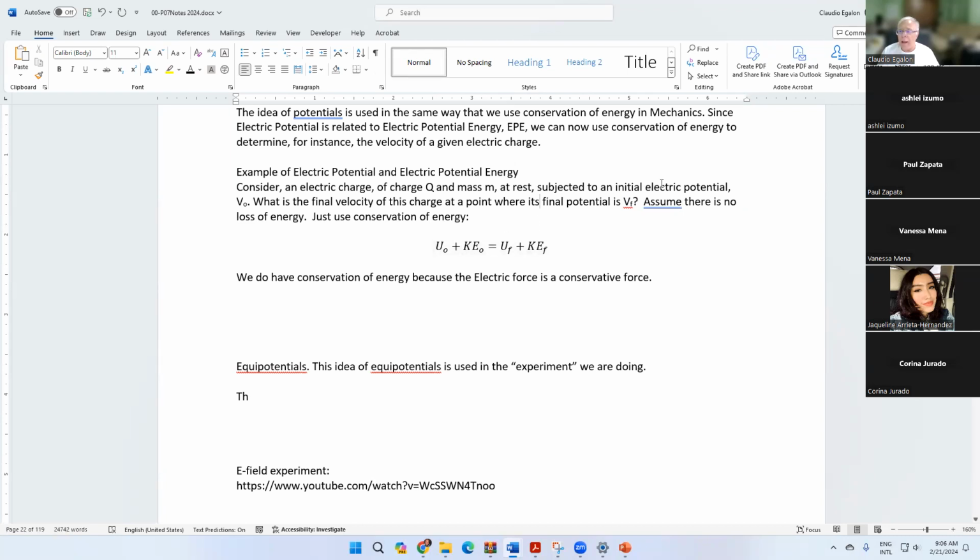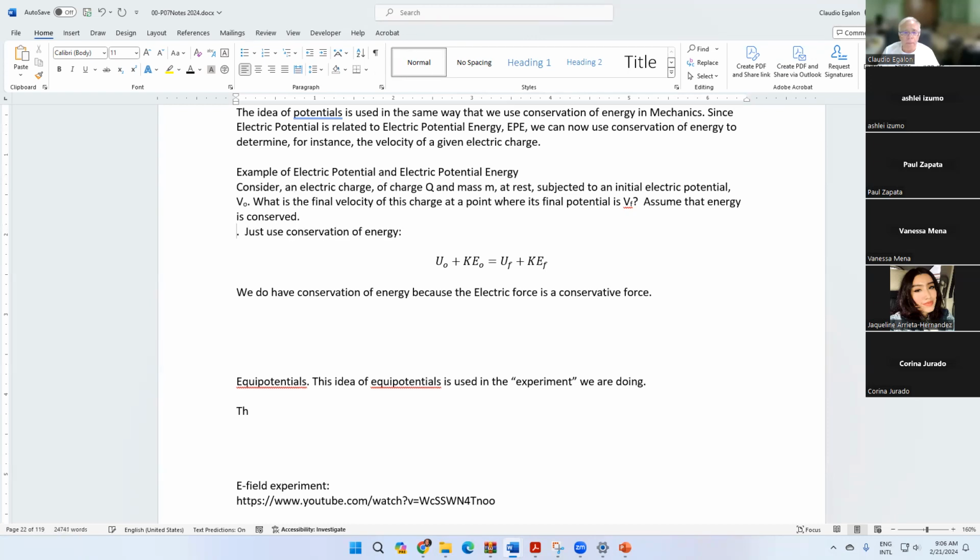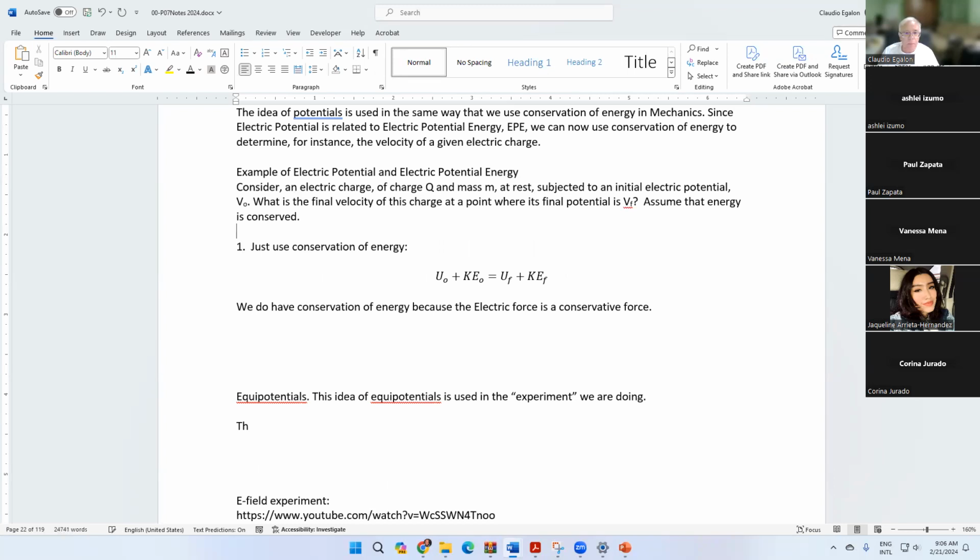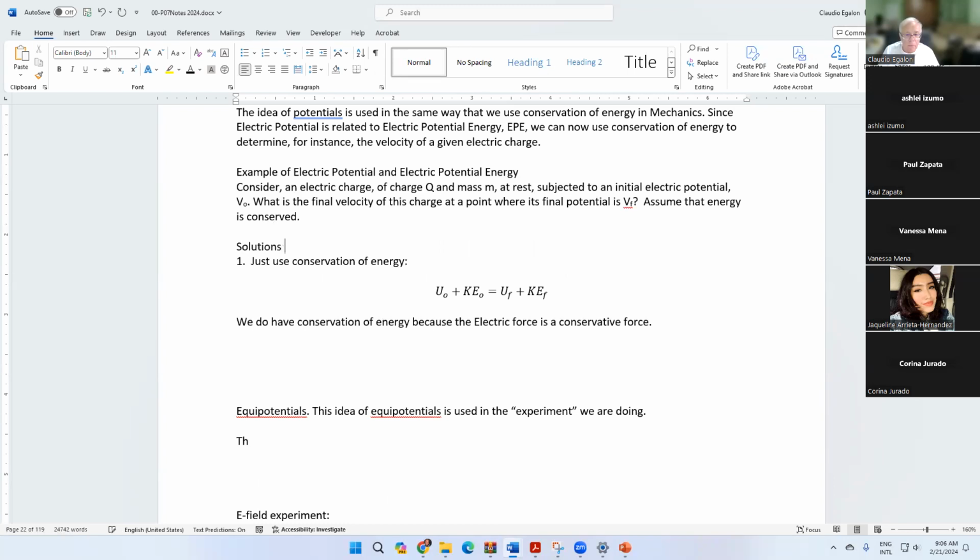Assume that energy is conserved. So the solution: just use conservation of energy. We do have conservation of energy because the electric force is conservative.